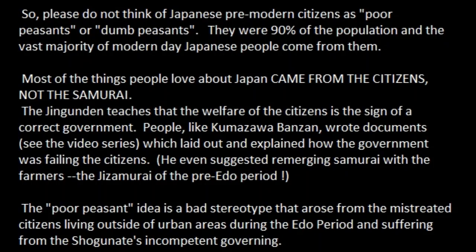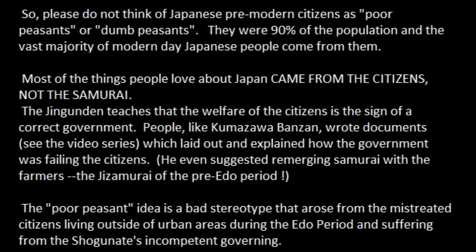The Jingunden teaches that the welfare of the citizens is the sign of a correct government, right? So if the citizens are doing well, then the government is doing well. If the citizens are suffering, then the government is failing. People like Kumazawa Banzan wrote documents. I have a video series about it. You can go watch the video series if you want the details.